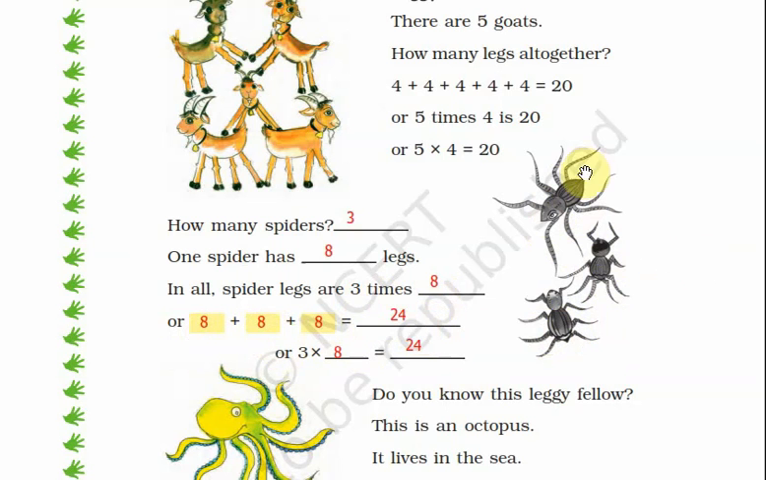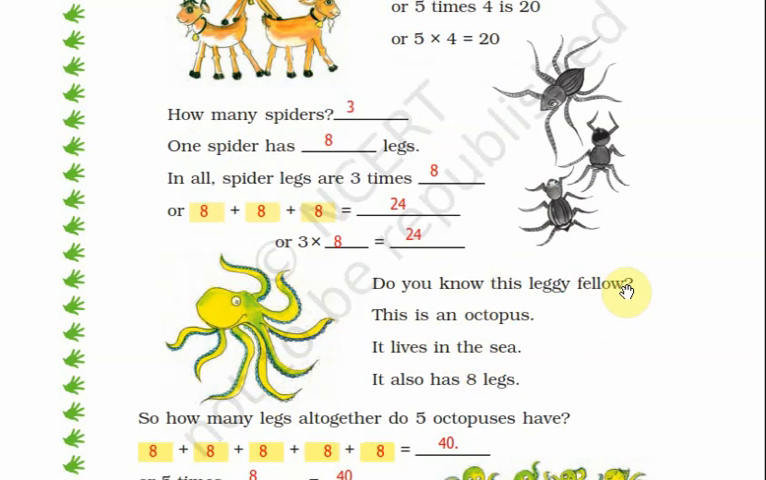Otherwise, 3 spiders are there. So, 3 times how many legs? 8 legs. So, 3 spiders, 3 times 8. One spider has 8 legs. How many spiders are there? There are 3 spiders. So 3 times 8. Otherwise 3 into 8 is equal to how much? 24. Okay.